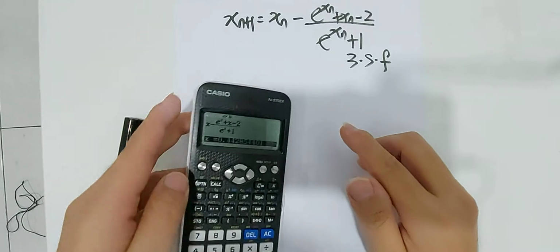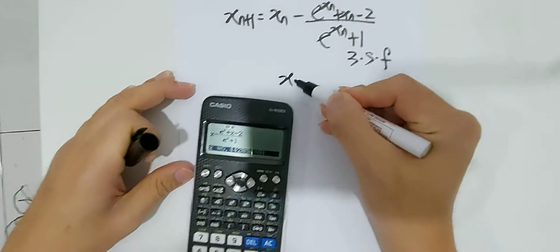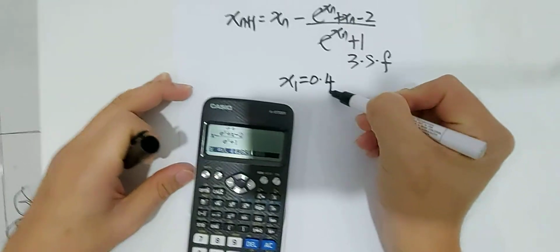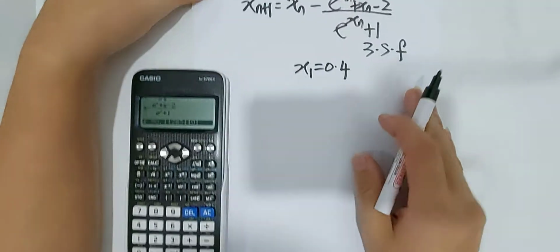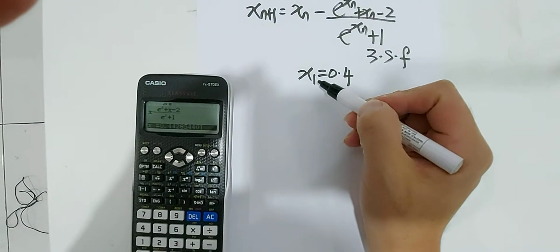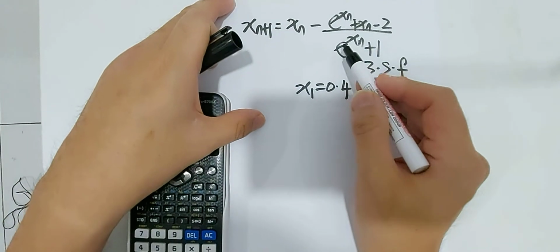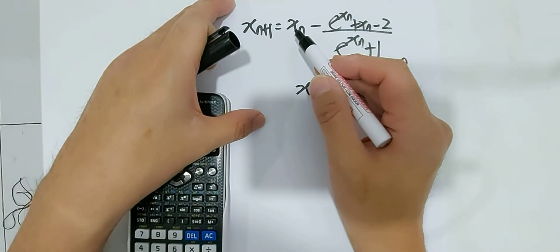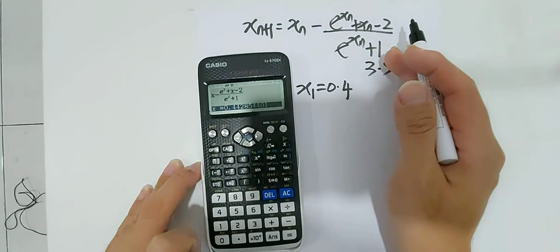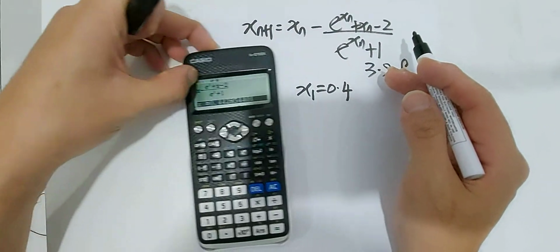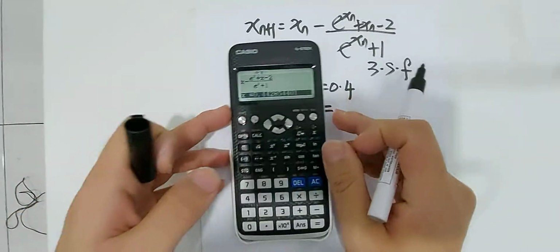Now it's time to see what the value of x1 is. The first approximation here will be 0.4. Of course, I want to find the value of x2, so I have to substitute 0.4 into the equation. If you key in every time, it will consume time, right? So I am using the calculator, the technology, to apply. Now I want to find x2, very simple.